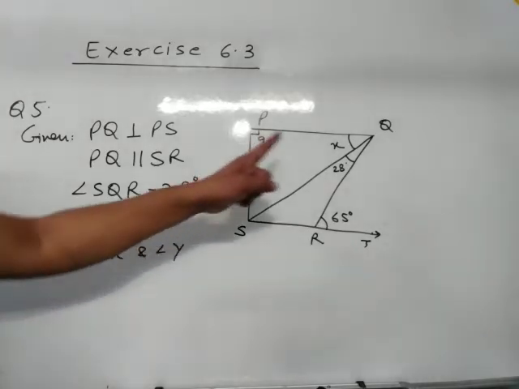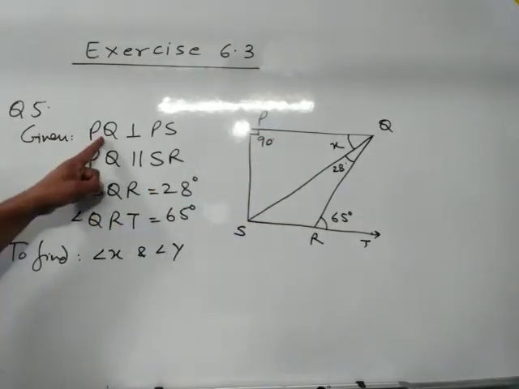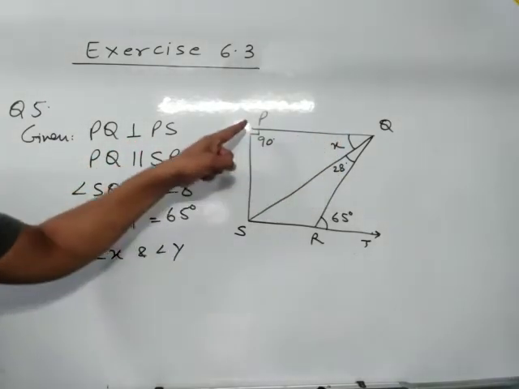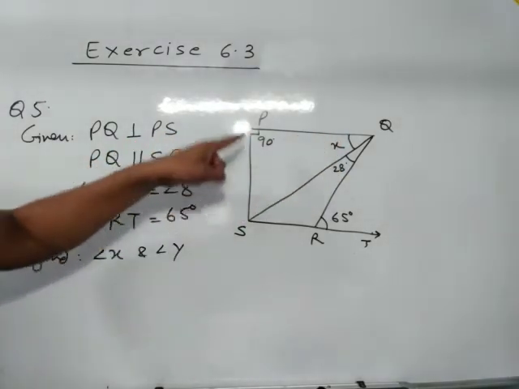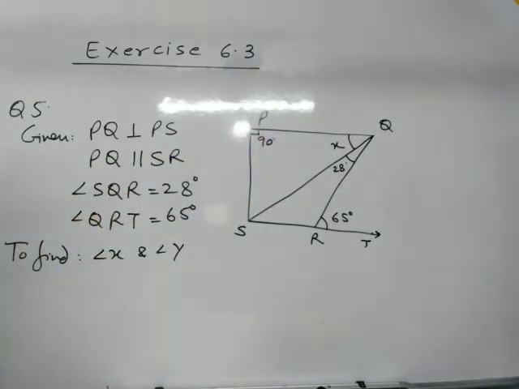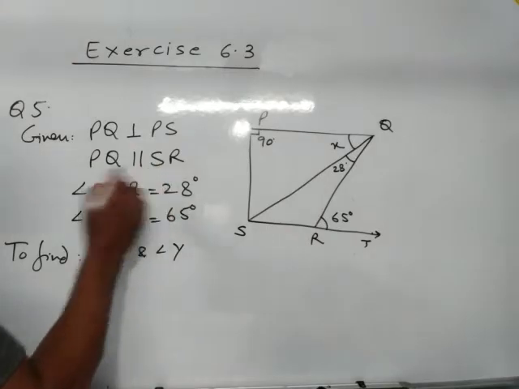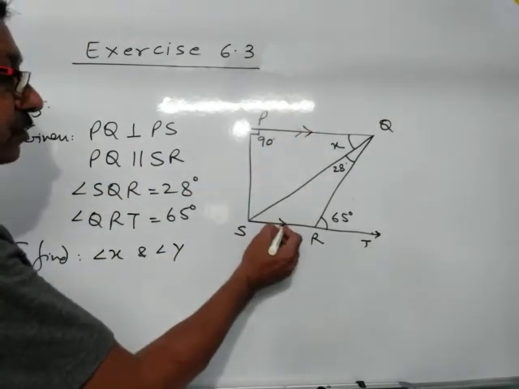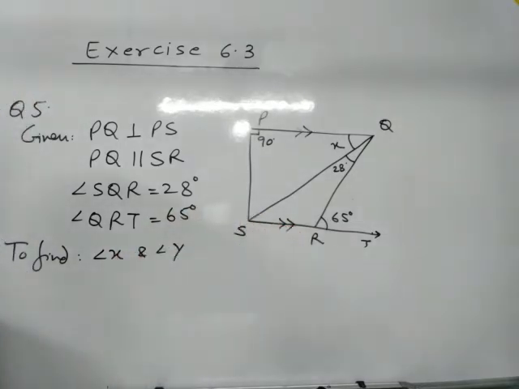Today in exercise 6.3 I am going to solve question number 5. In the given diagram, PQ is perpendicular to PS, so angle SPQ is 90 degrees. PQ is parallel to SR, which I have shown with the double arrow.